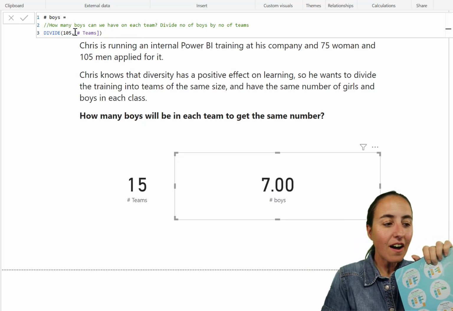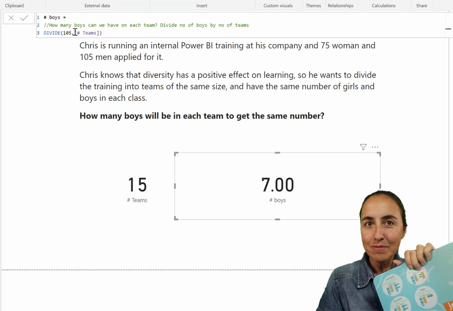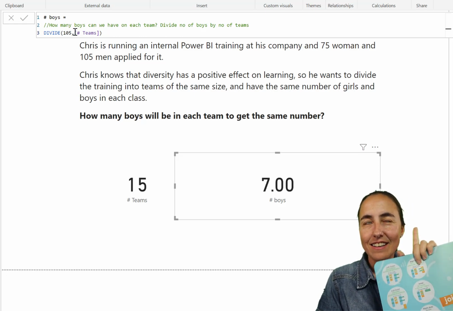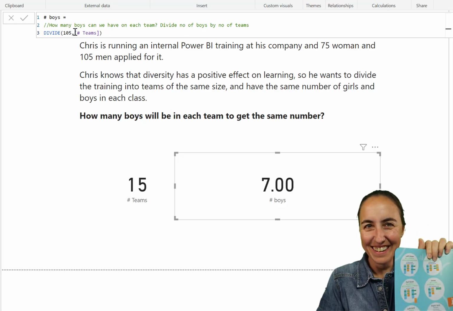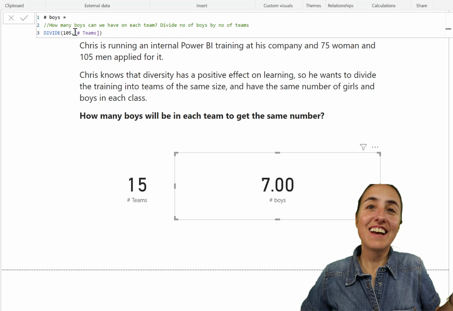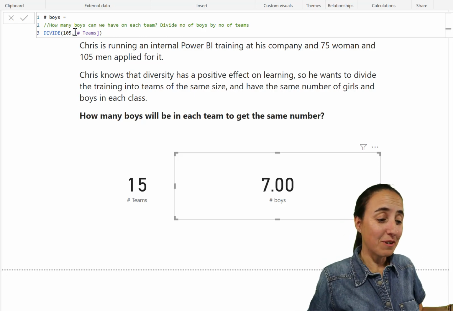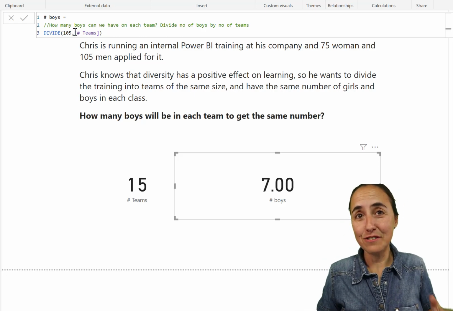But now you know how LCM and the greatest common divisor, GCD, work. I hope you enjoyed the challenge. I hope you enjoyed the video. I thought it was a fun way to introduce these two functions.